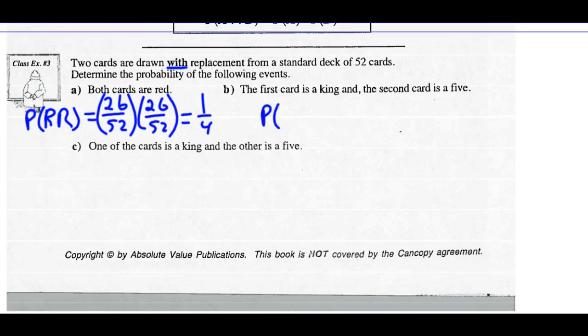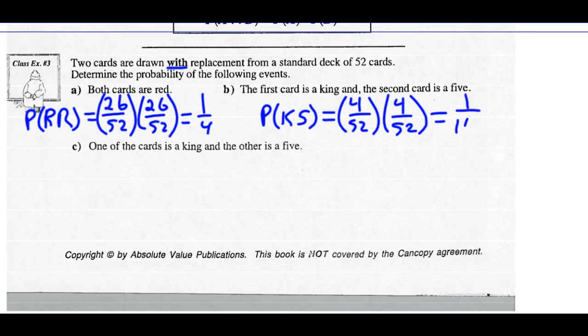Part B, the probability that the first card is a king and the second card is a 5, and they are replaced. Well, there are 4 kings out of 52. Replace that card, and there are 4 5s out of the 52 because we replaced the king. That gives us 1 out of 169.